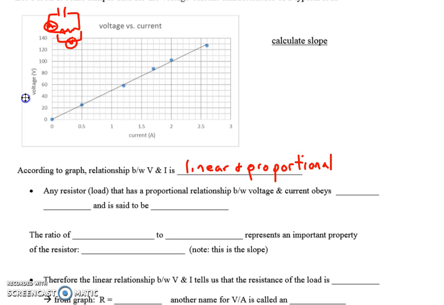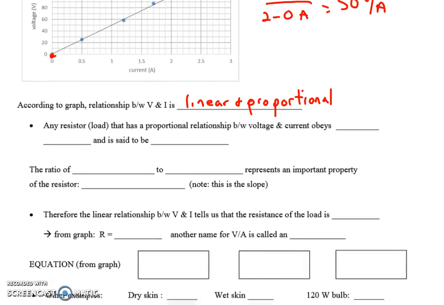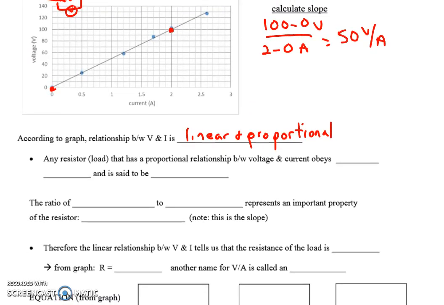So if we calculate the slope of this, if I take two points, let's say right here, and I take the 0, 0 one, I'll do the easy way up. I've got 100 minus 0 volts divided by 2 minus 0 amps. So I see that I have 50 volts per amp. And that's constant throughout for any voltage. So for every ampere that I want, I need 50 volts. And we're going to come back to that in a little bit. So let's continue analyzing this graph.